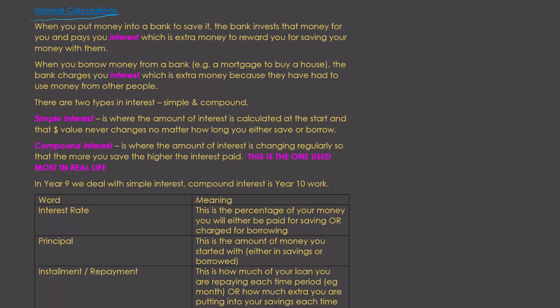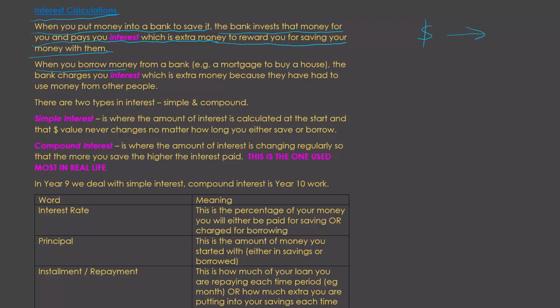Interest calculations. When you put money into a bank to save it, the bank invests that money for you and pays you interest, which means extra money, to reward you for saving your money with them. Basically, they take your money, they invest it, and they pay you some of what they make on your money. It's one of the ways banks make money.